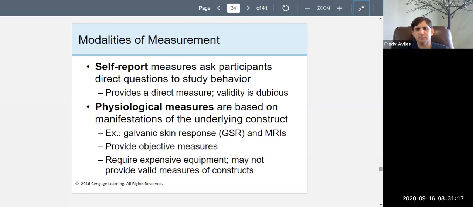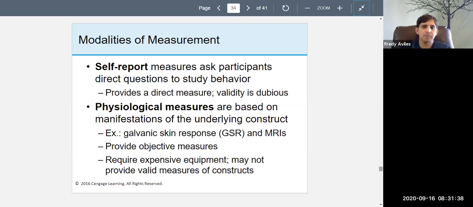So these provide objective measures. You're looking at something that people can't really fake. Okay, well, that's arguable actually, but you're looking at something physical. It's not that people are telling you, you are just measuring these things as they are responding. But they require expensive equipment, these physiological measures, and they may not provide valid measures of the construct.